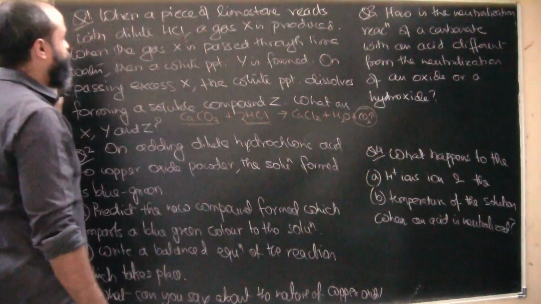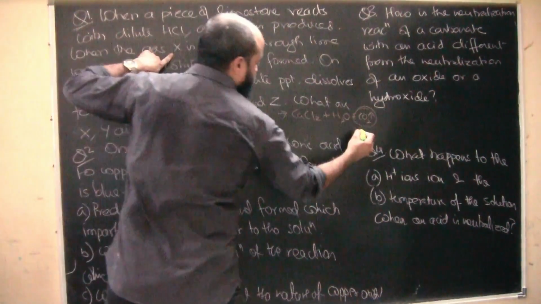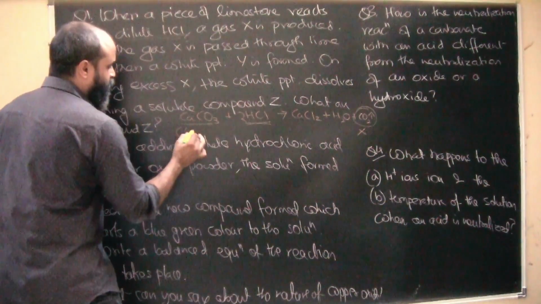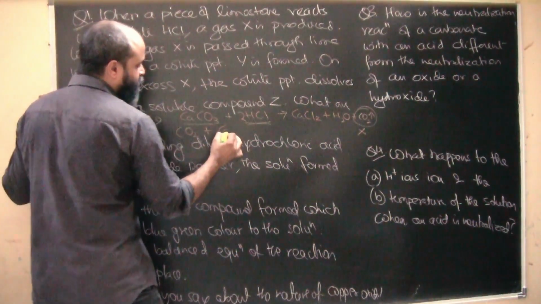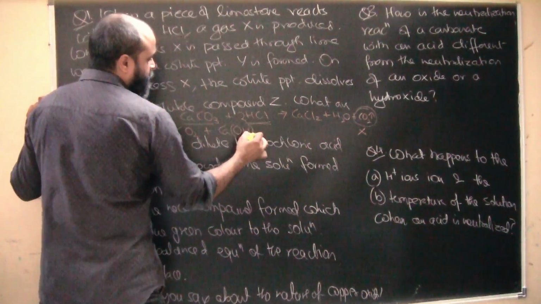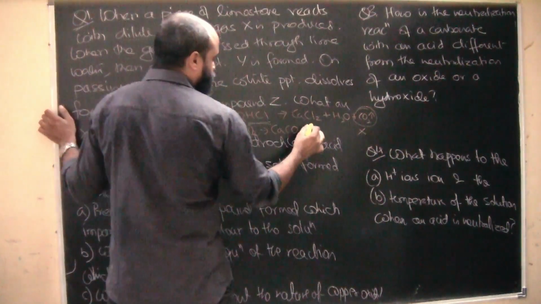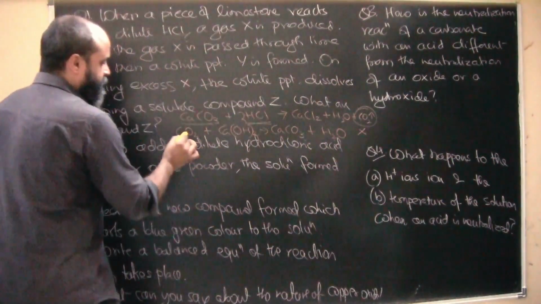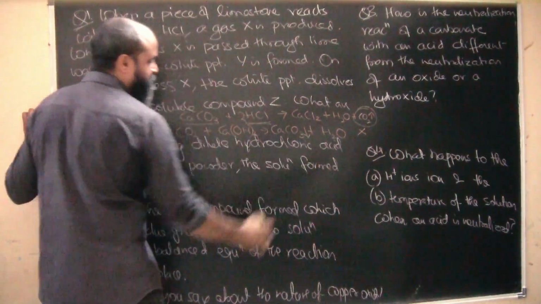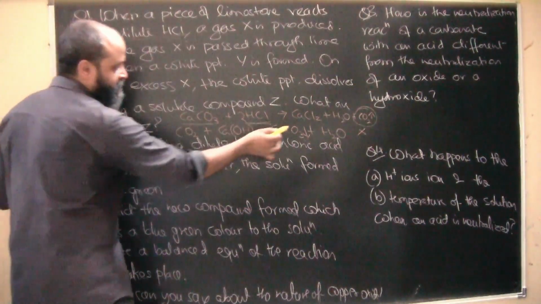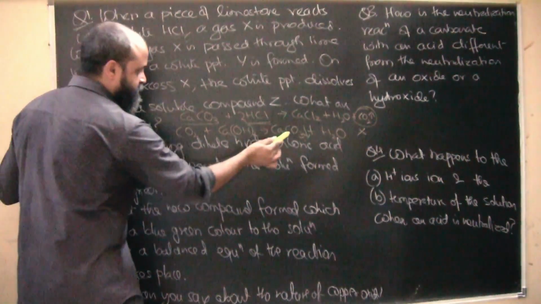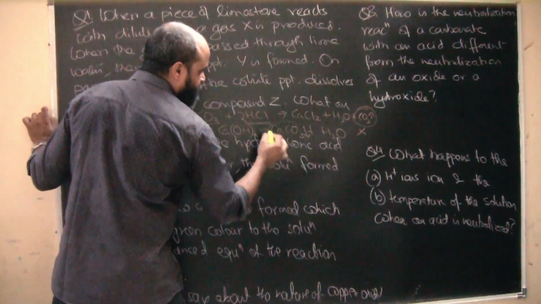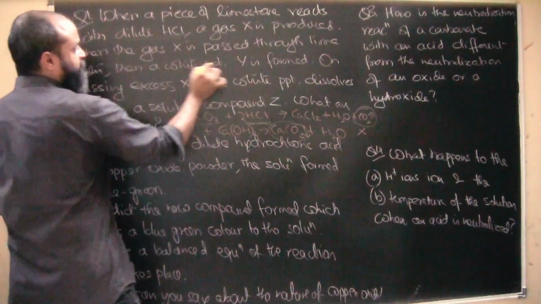So this carbon dioxide, the gas X, is passed through lime water, then a white precipitate Y is formed. When you pass carbon dioxide through lime water, that is Ca(OH)2, what will be formed? CaCO3 plus H2O, and this is basically a white precipitate. CaCO3 is a white precipitate and hence it will settle down. If we look at this, 3 plus 1 is 4, and 2 plus 2 is 4. This is balanced, and this is the white precipitate Y.